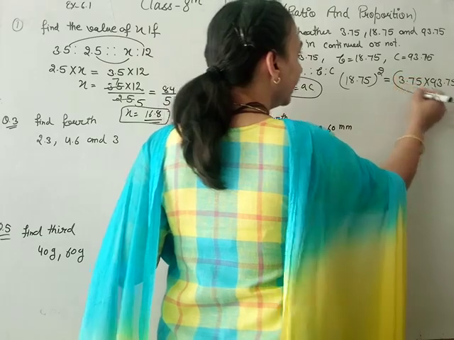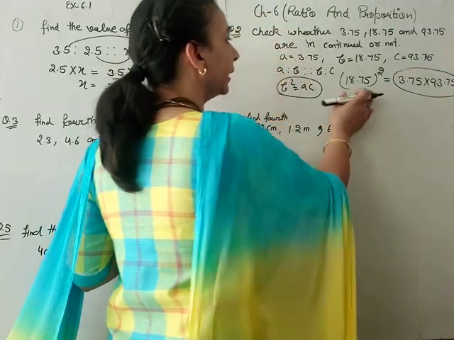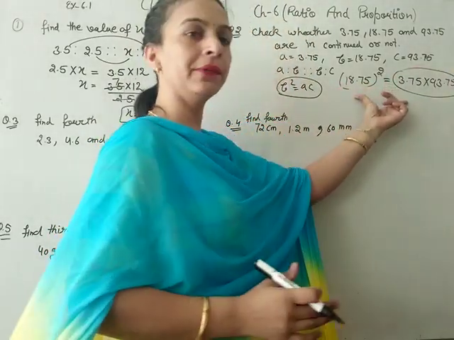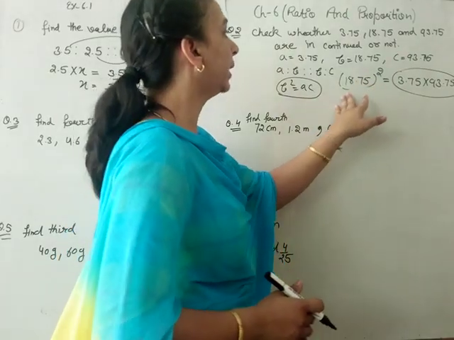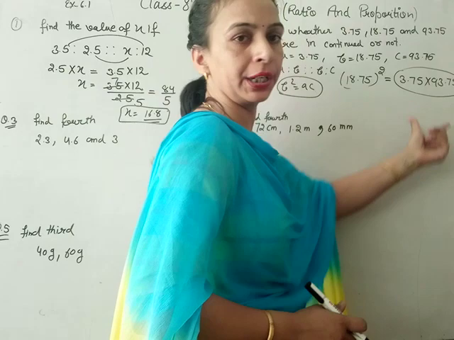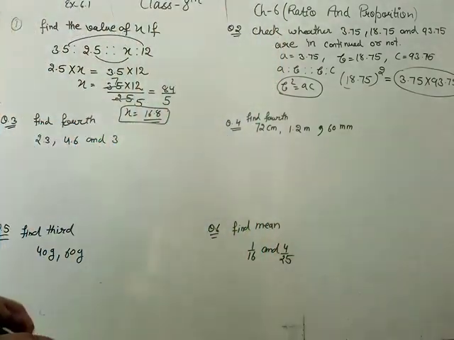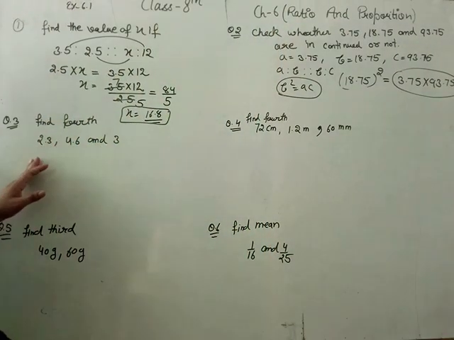Student, if the multiplication of this and the square of this are both equal, then this is continued proportional, otherwise this is not continued. You do the square of this and the multiplication of this. Okay. Then question number 3, find the fourth proportional.